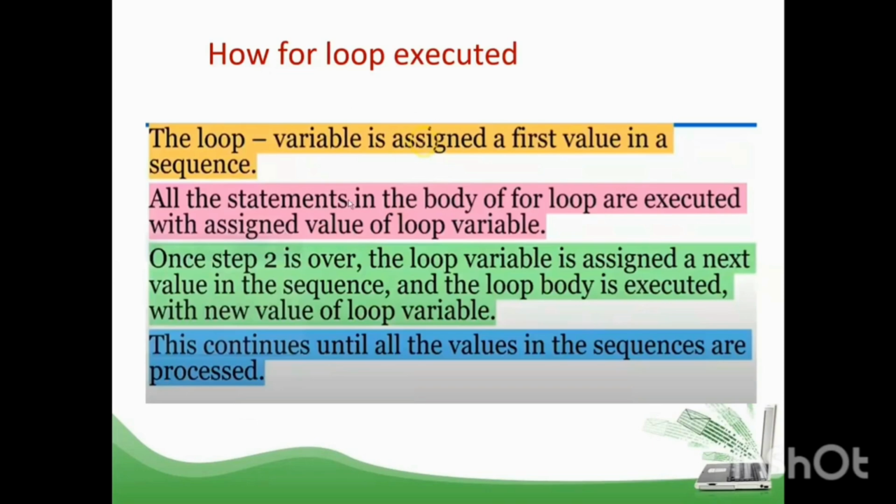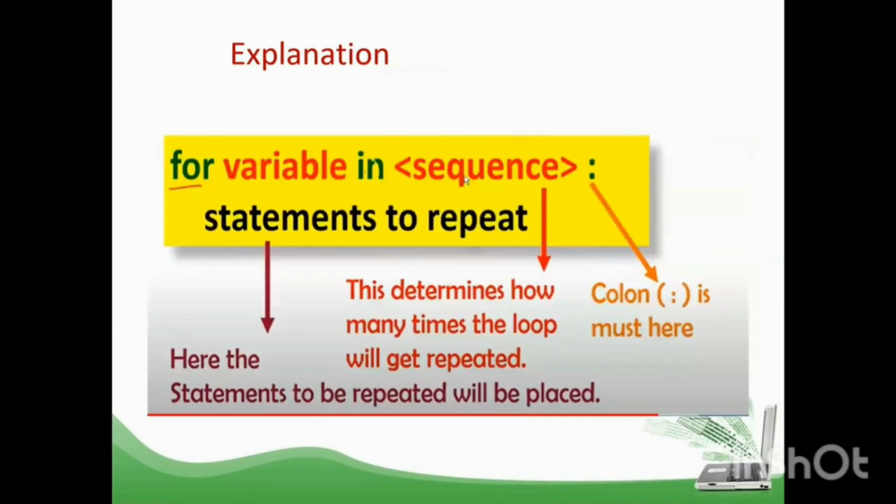All the statements in the body of the for loop are executed with the assigned value of the loop variable. So the first value is assigned to this variable, and after that, all the statements you mentioned here are executed for that variable. After that, the next value of the sequence is assigned to the variable, and the statements are executed again. Again, the next element of the sequence is assigned to the variable, then the same process.